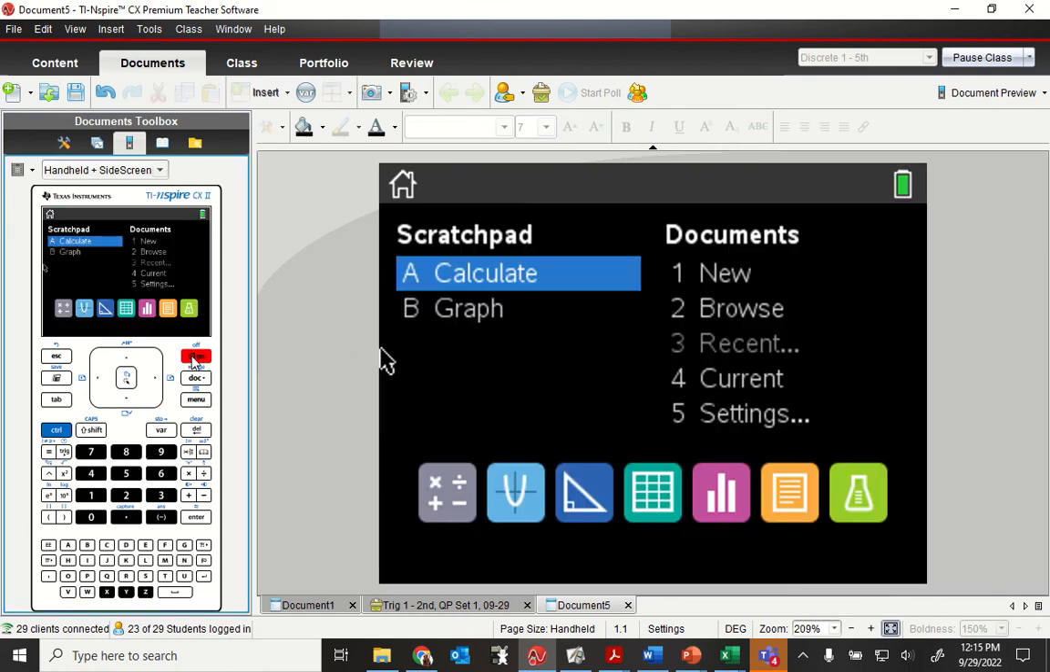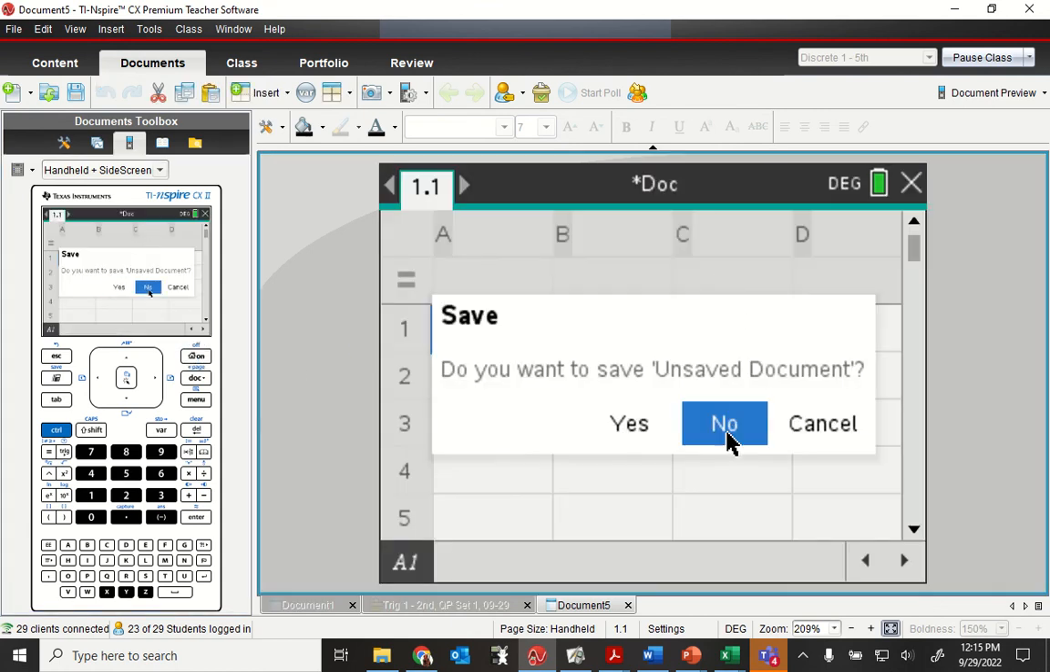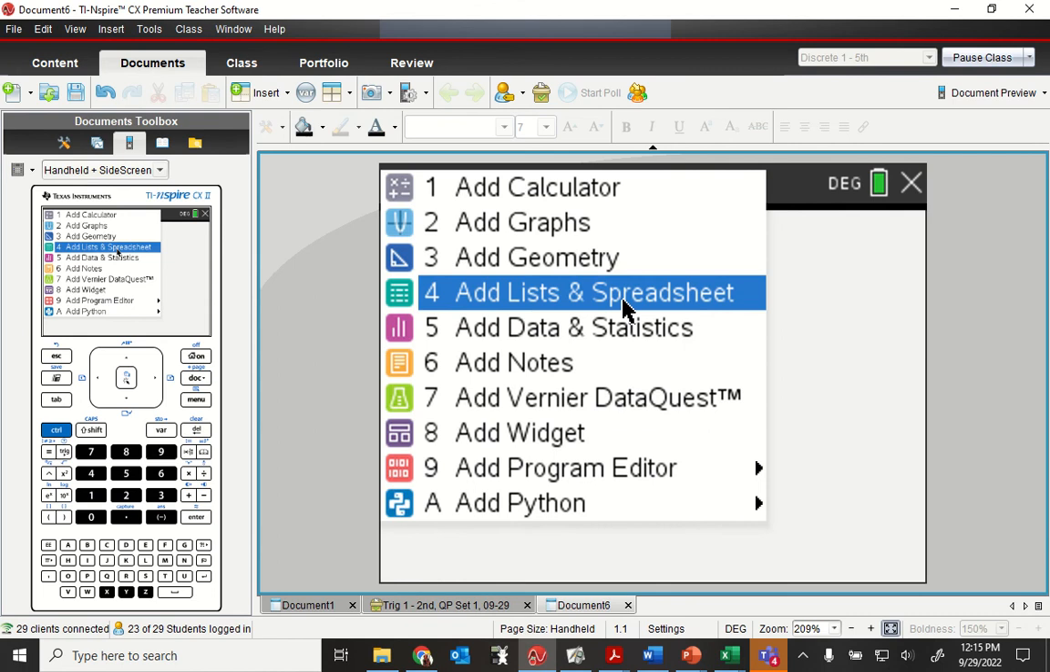Wait, hold on. I clicked too fast there. New document. And I want list and spreadsheet. So whenever we do regressions, it's going to have to be in the list and spreadsheets. We're going to actually have a bunch of these later on.